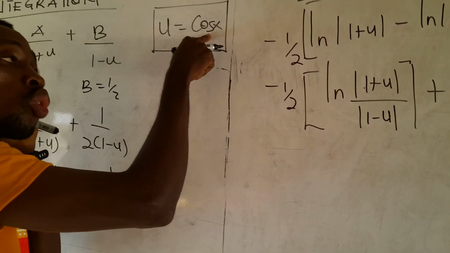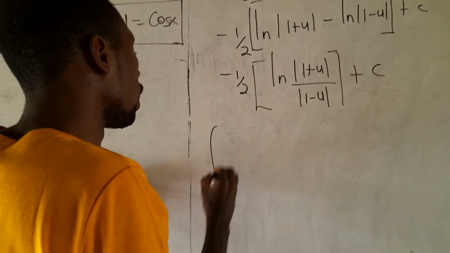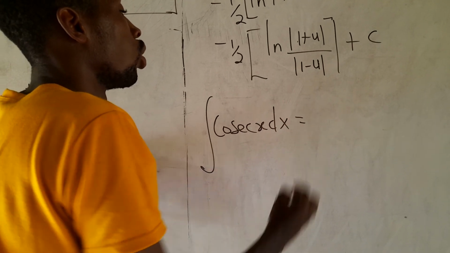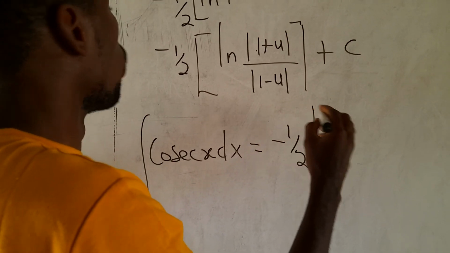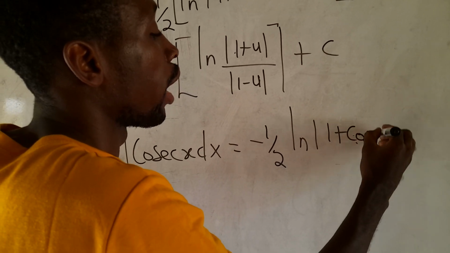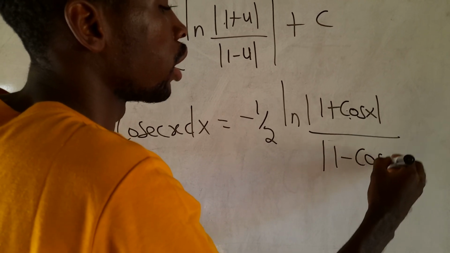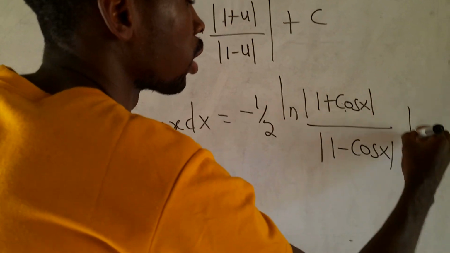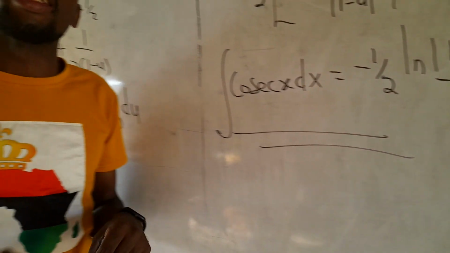So we can just substitute. Remember we said u is equal to cos s. So in place of u, we just put cos s. So we can say that the integral of cosec s ds will be equal to negative half ln of absolute value of 1 plus cos s over absolute value of 1 minus cos s, because u is cos s. Then plus our constant of integration. So this becomes the integral of cosec s.